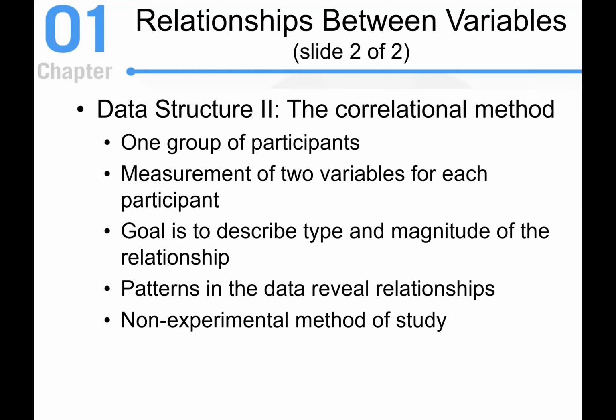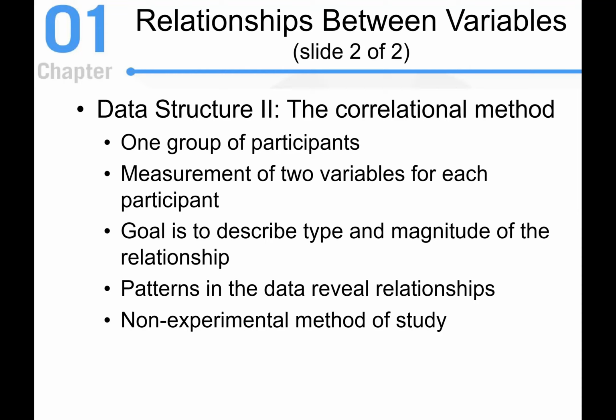The first one would be what's called the correlational method. We're going to learn how to do a correlation in a number of weeks from now. In this one, we have one group of participants, and we're going to measure two variables for each participant. Let's say I get a sample of 10 people, and I'm going to measure each person in my sample on two variables, the variables being height and weight.